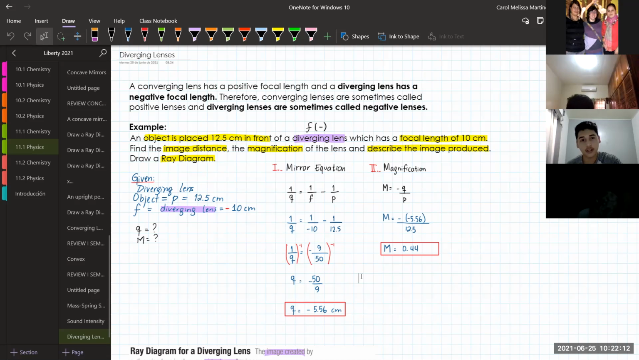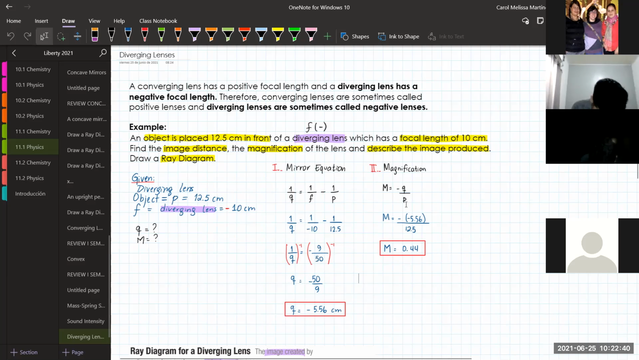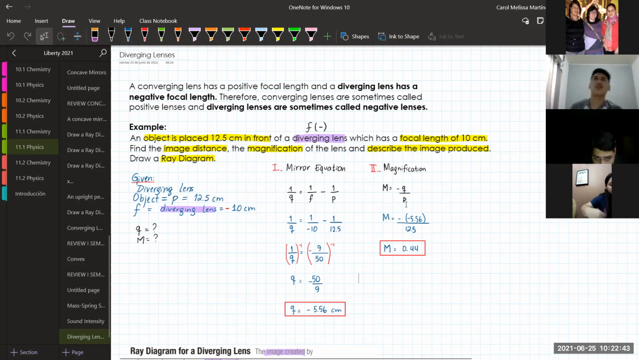Because we only take two values right after the point. Well, it's not 0.5 because there's not a rule that says that the image produced must be half of the size. It's because of the number. 5.56 is closer to 11 than 12, and that's why it is 0.44. The half of 12.5 is 6.25, so that's why it cannot be 0.5. But the conclusion is going to be the same.